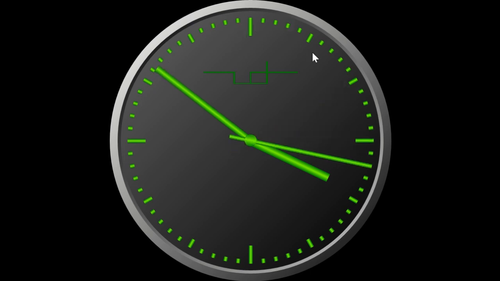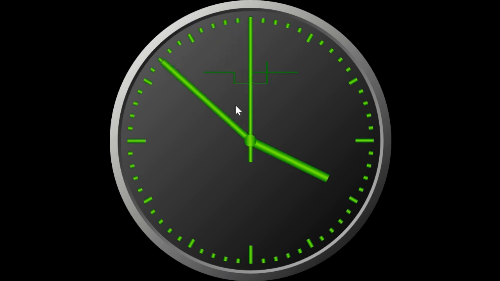1 whole turn of the minutes hand is 1 hour. 1 hour is 60 minutes. When my minutes hand is on the 12, we have an exact hour. For example, 1 o'clock, 2 o'clock, 3 o'clock, and so on.